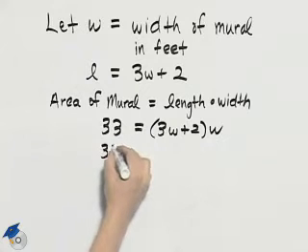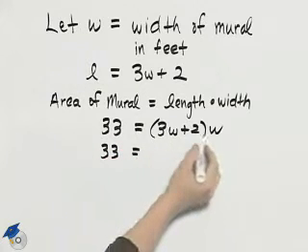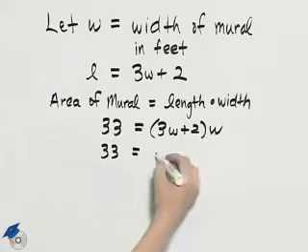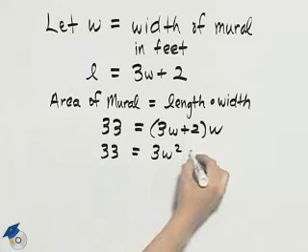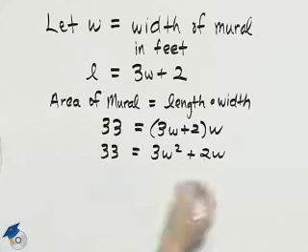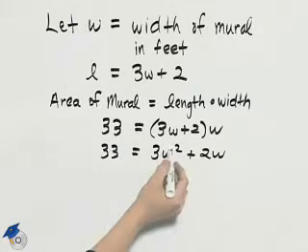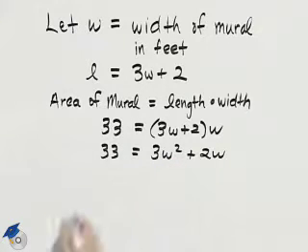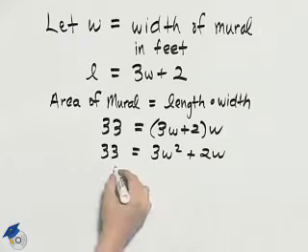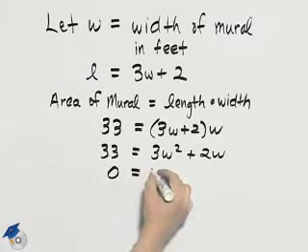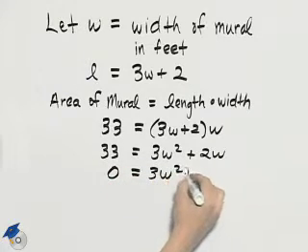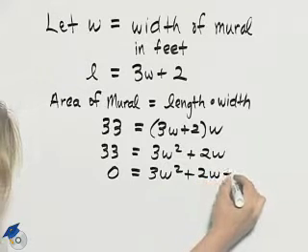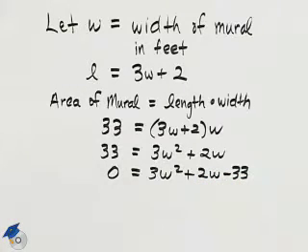Now I can simplify this equation a bit by using the distributive property on the right. I'll have 3W squared plus 2W. And then finally I see that this equation has a squared term, so I will subtract 33 from both sides so that I have 0 on one side of the equation. We can now use this equation to solve the problem.